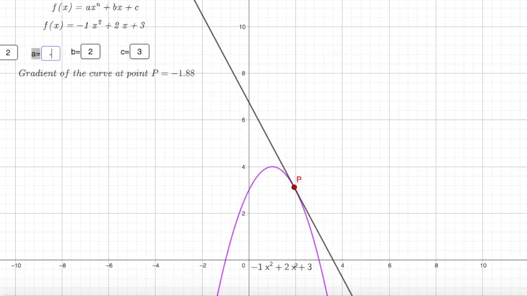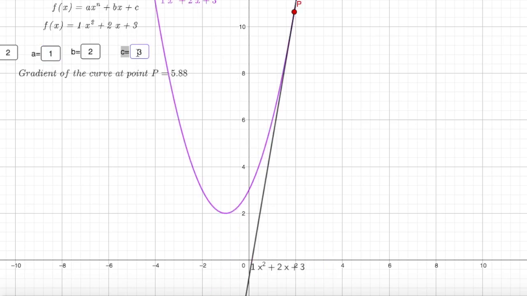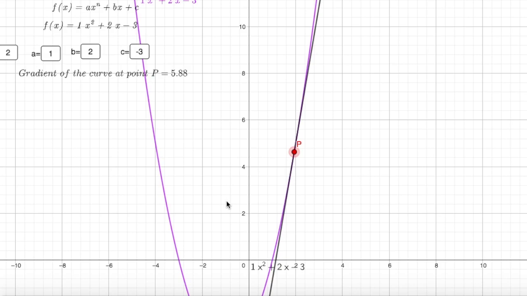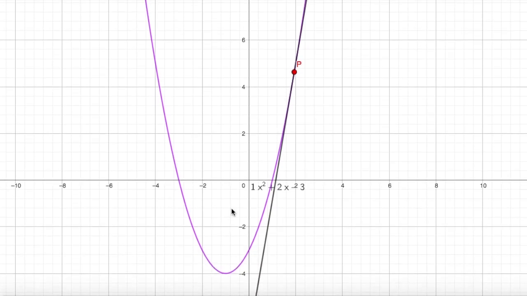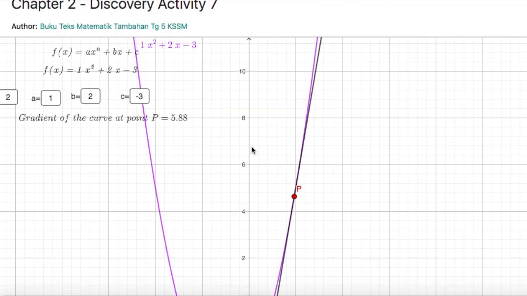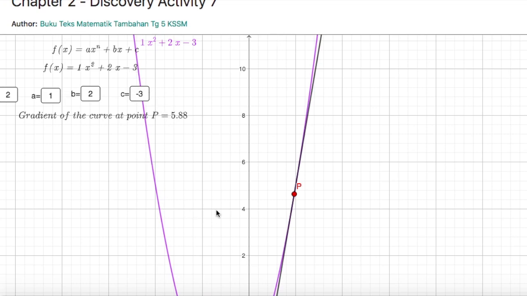Okay, if I change the A, which is positive here, and put negative, following the textbook discovery activity, your curve now is a positive U shape. So the curve is U shape.